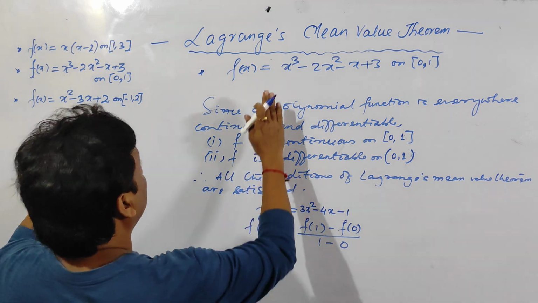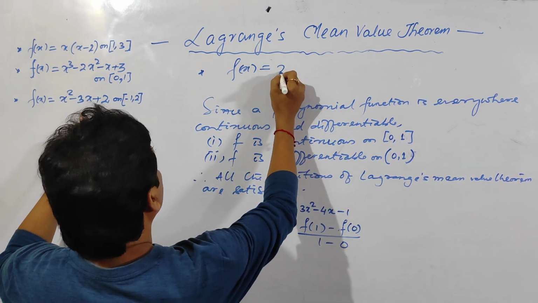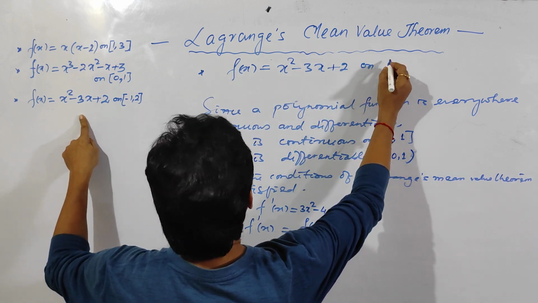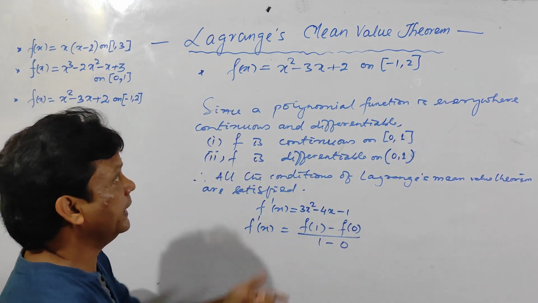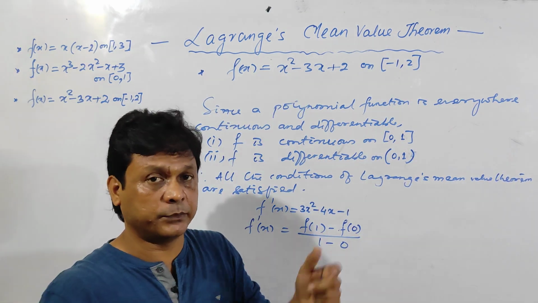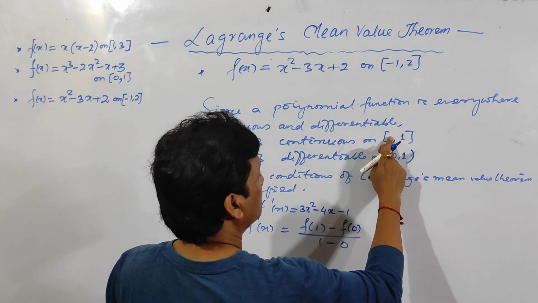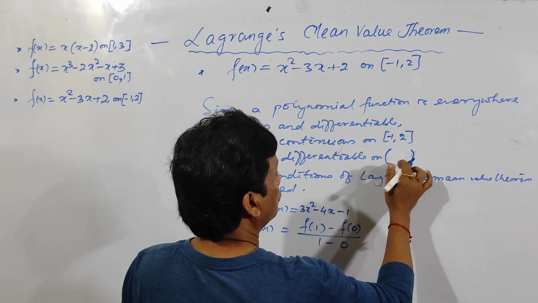See here, the third one. The question is x square minus 3x plus 2 on the closed interval minus 1 to 2. Again this is a polynomial, already in the form of a polynomial. So these lines are common. Only I have to change this interval. This is minus 1, 2. This one is also minus 1, 2.